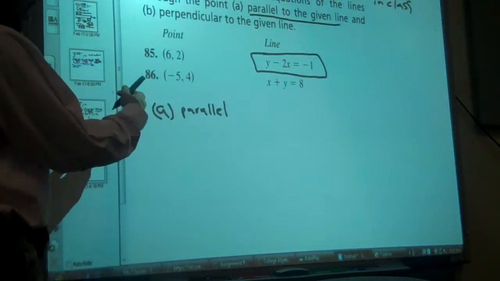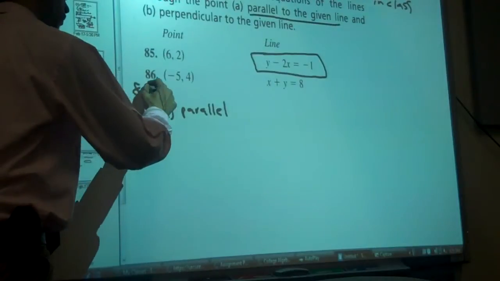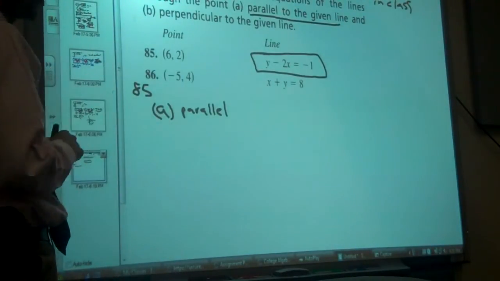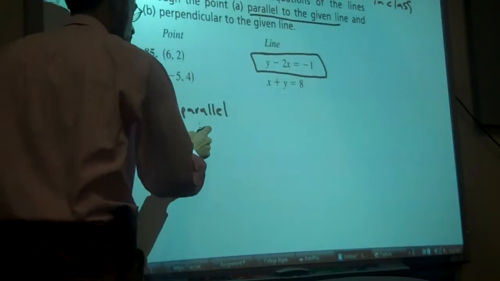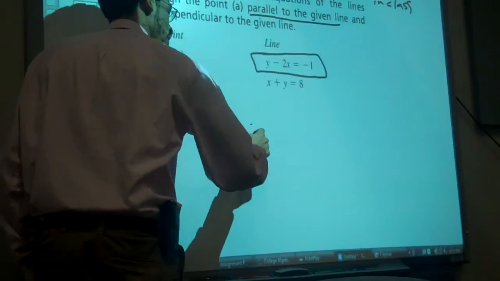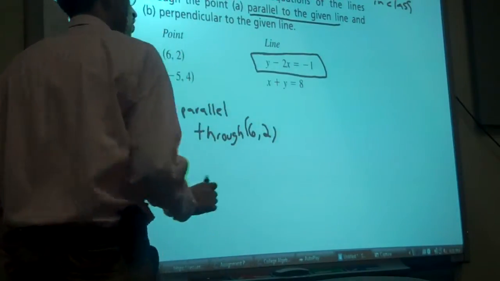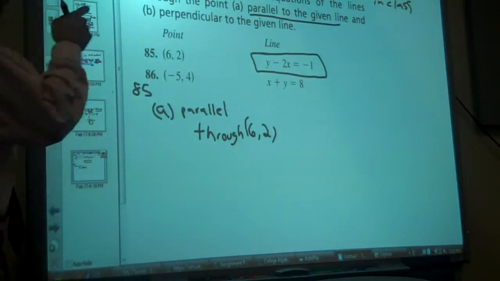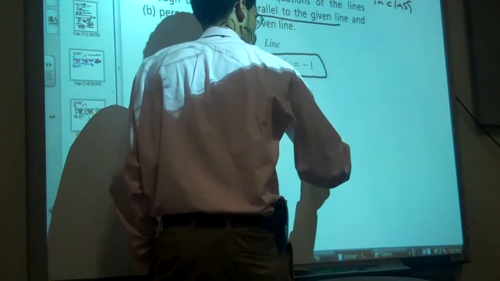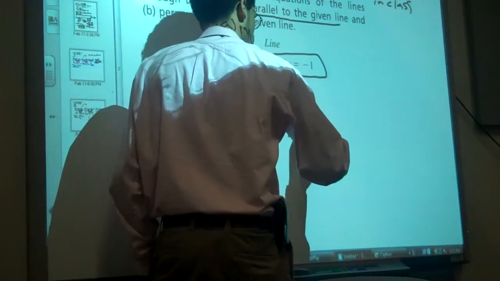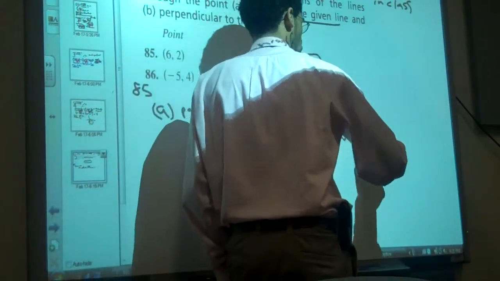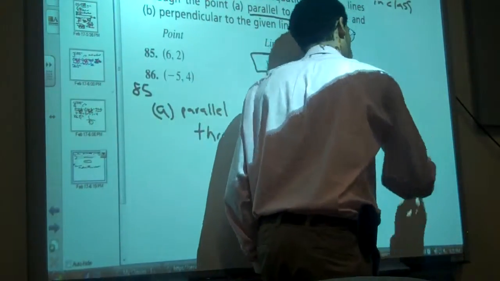Our job in part A is to find the equation of the line that is parallel to that line and goes through the point 6, 2. So it goes through 6, 2, x is 6, y is 2, and it's parallel to that line, y minus 2x equals negative 1.